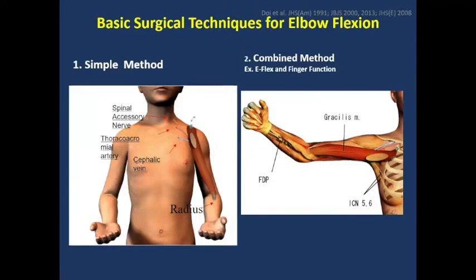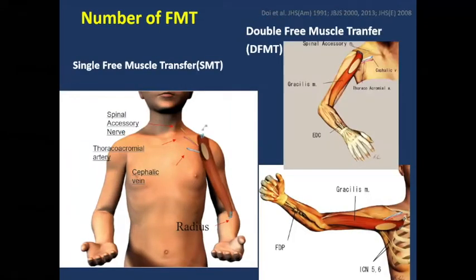Basic surgical techniques for elbow flexion are divided into two methods of free muscle transfer. That is a simple method, in which free muscle transfer provides only elbow flexion, and a combined method, in which free muscle transfer provides two joint motions, elbow flexion and finger flexion simultaneously. We used not only single free muscle transfer, but also double free muscle transfer for combined elbow and finger function reconstruction.